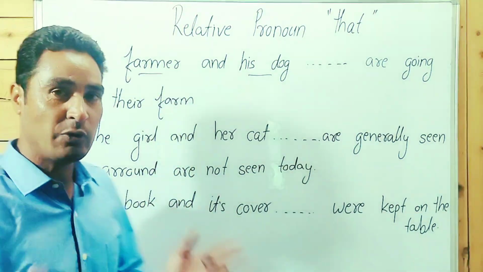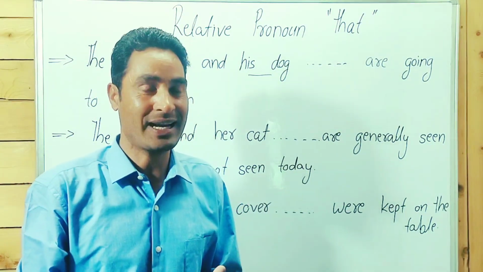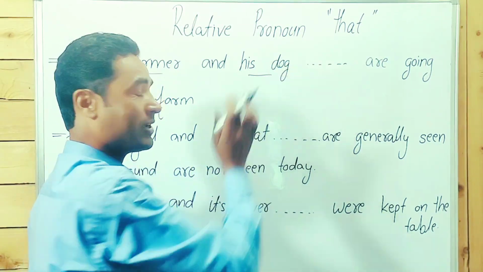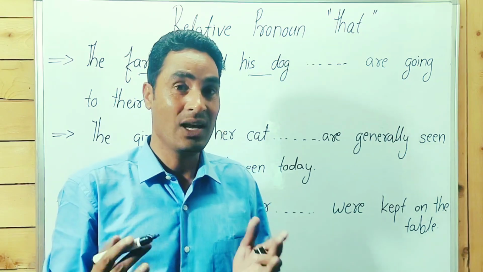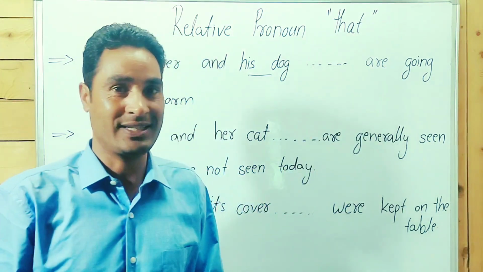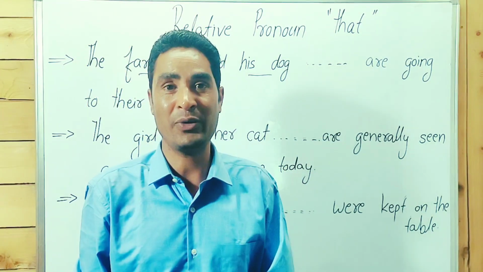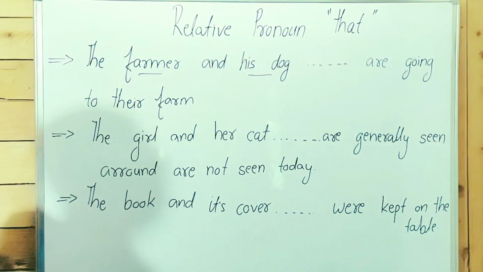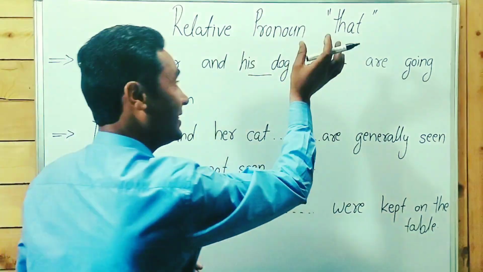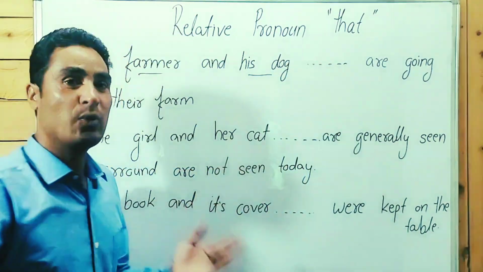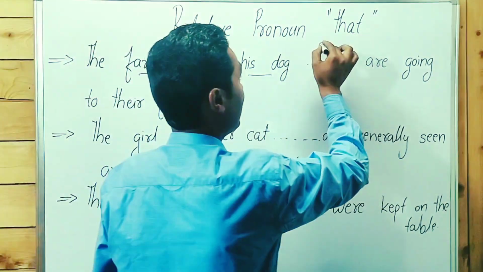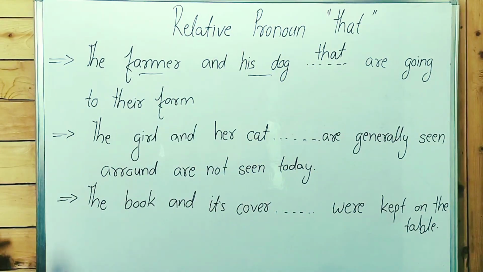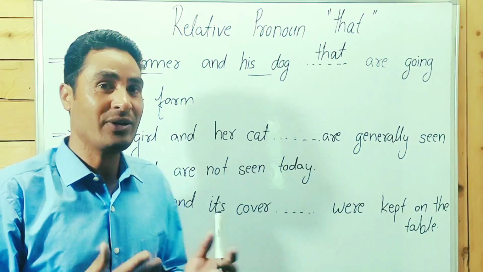For farmer, for human being, as you know, we use who for subjective case, whom for objective case. And when we talk about his dog, it is an animal. For animals, for non-human being, we use relative pronoun which. So which one will be the correct relative pronoun in this sentence? What and whose? Guys, point to be noted here. That will be written. That will be the correct one. Now this that is the correct relative pronoun in the sentence.